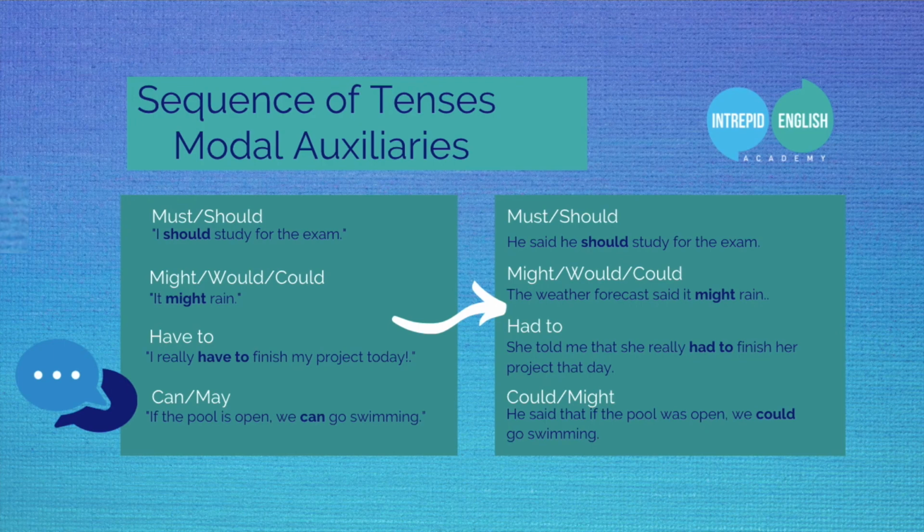Have to, however, is used in the present and the future, but in the past, it's had to. I really have to finish my project today. She told me that she really had to finish her project that day. The last example here is, if the pool is open, we can go swimming. Now, can and may in direct speech are transformed to could and might in indirect speech. He said that if the pool was open, we could go swimming.